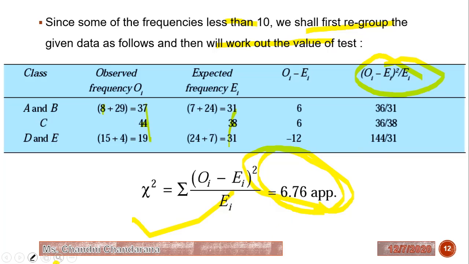So this is all about the non-parametric test, the chi-square test.